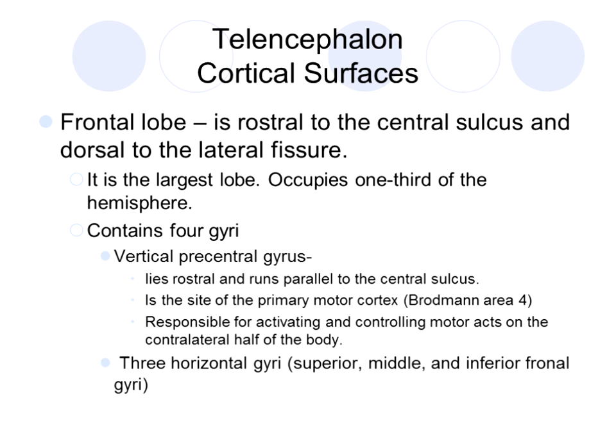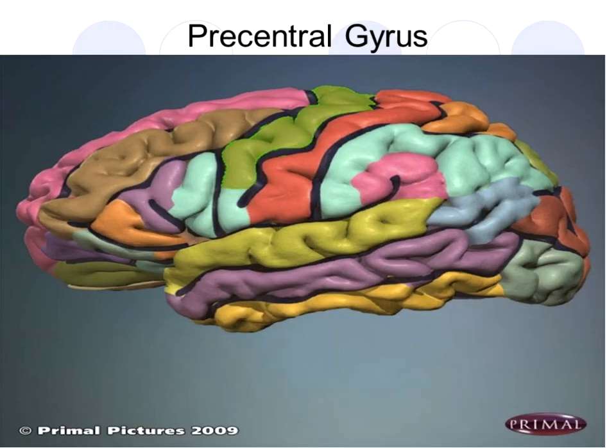Okay, so we just looked at the frontal lobe, and we said that it is rostral, or in front of the central sulcus. It's the largest lobe, occupies 1/3 of the hemisphere, and it has 4 gyri. You have the precentral gyrus, which I showed you, and then you have the 3 horizontal gyri, which is the superior, the middle, and inferior frontal gyri. Okay? And there you go. So in the green, anytime you see green, that points out the structure that I'm naming. Here is the precentral gyrus.